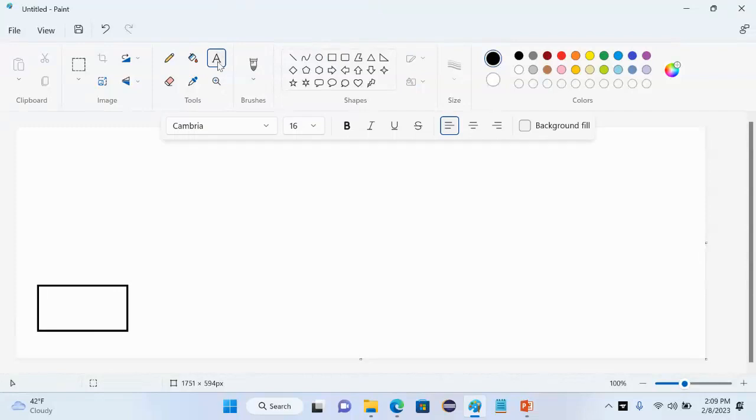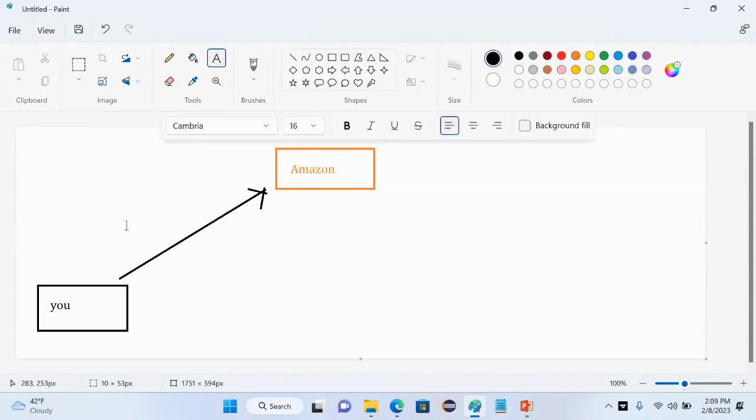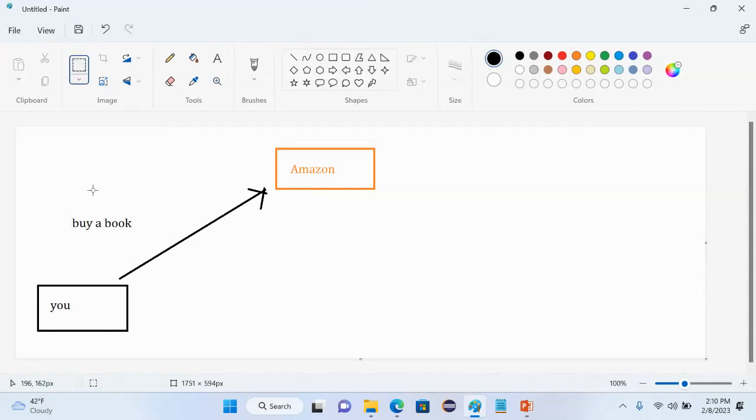Okay, so this is you. You're this black rectangle here in the corner. And you go to Amazon. Let's do Amazon in orange. Okay, just to give you an idea of the stuff that's going on. Okay, so you go to Amazon, and what are you trying to do? You want to, I don't know, buy a book, because that's what people do on Amazon. So you want to buy a book for some reason. Okay, let's move that over a little bit.